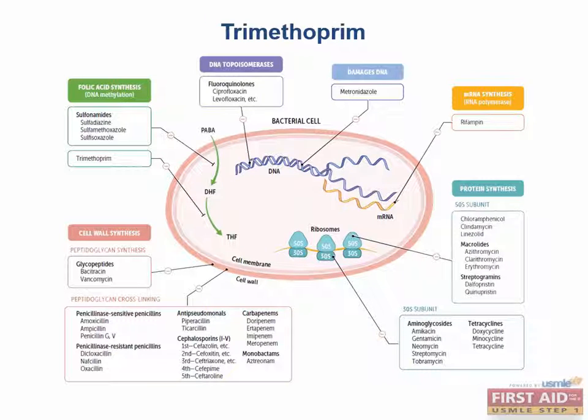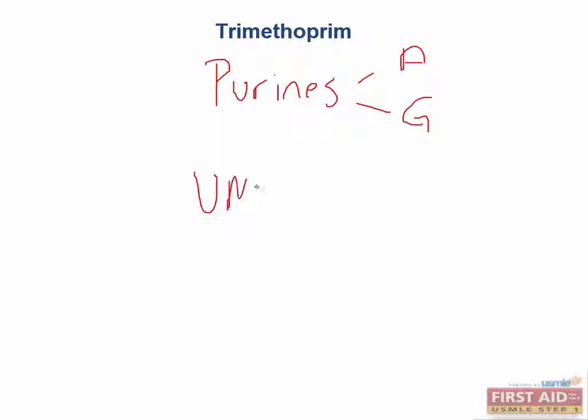Let's now move on to discuss the medications that disrupt folic acid synthesis in bacteria, including the sulfonamides and trimethoprim. But before we begin, let's remind ourselves why folic acid is important. Folic acid is required for the synthesis of purines, adenine and guanine. It is also required to convert uracil monophosphate into thymidylate monophosphate.